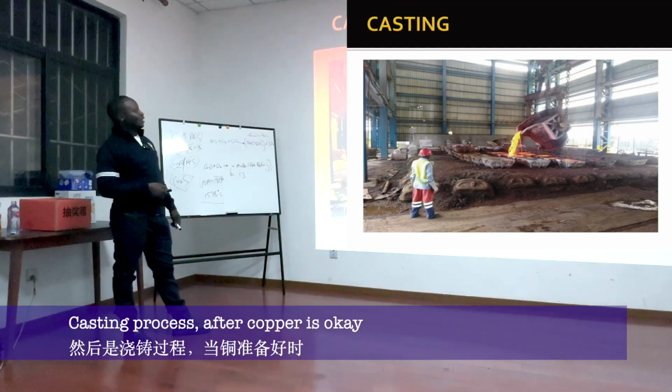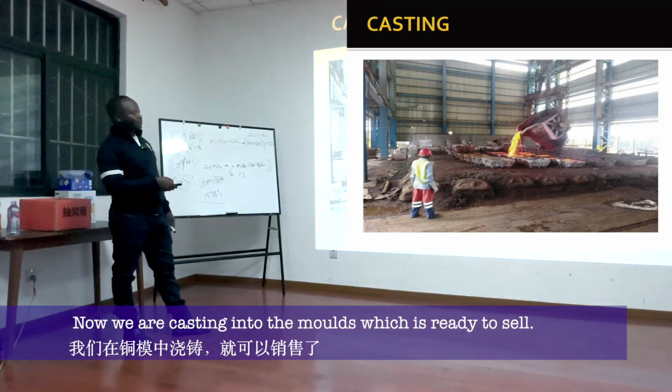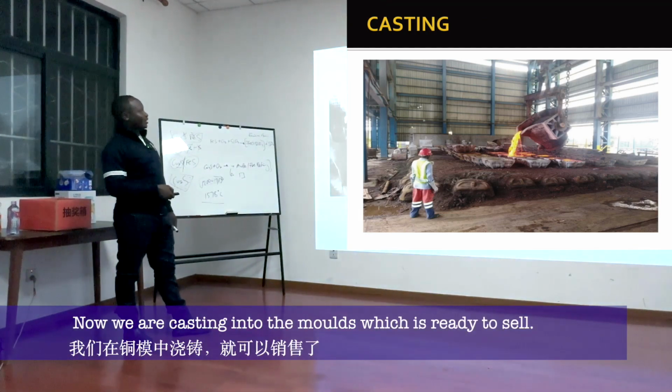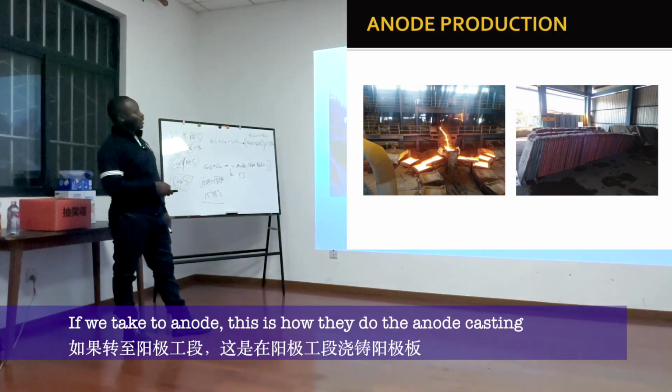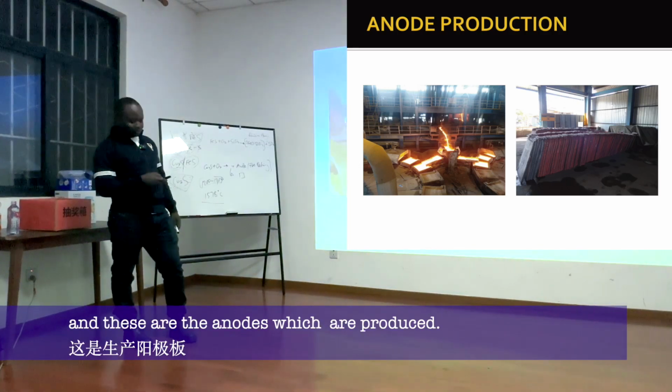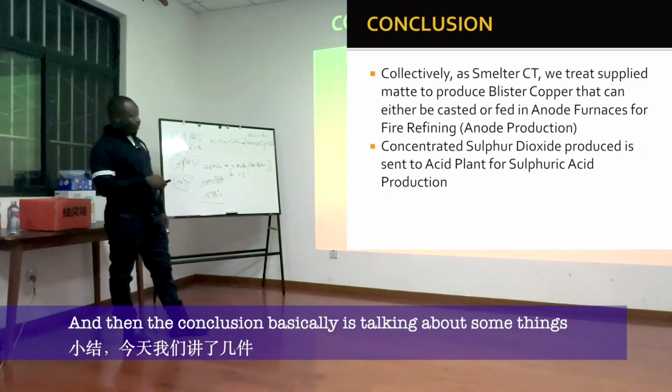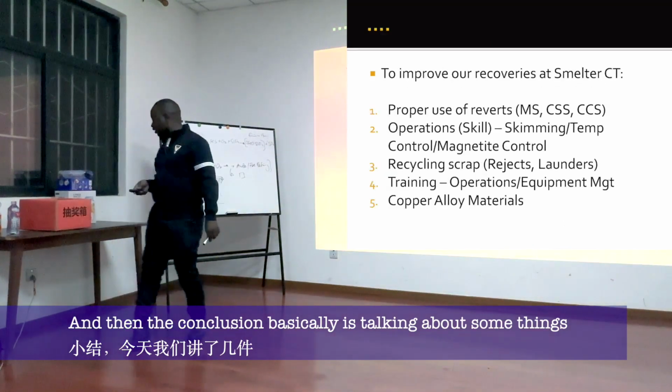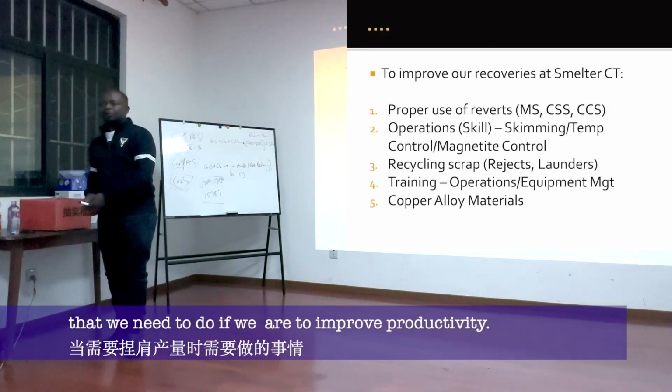Casting process, after copper is okay, now we are casting into the moulds, which is ready to sell. If we take to anode, this is how they do the anode casting, and these are the anodes which are produced. And then the conclusion basically is talking about some things that we need to do if we are to improve productivity.